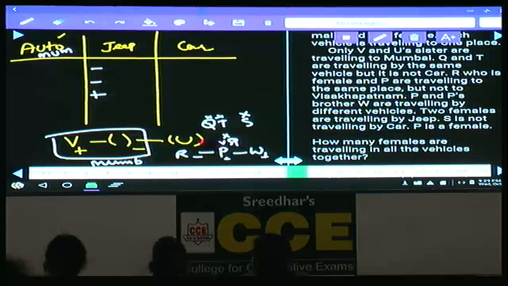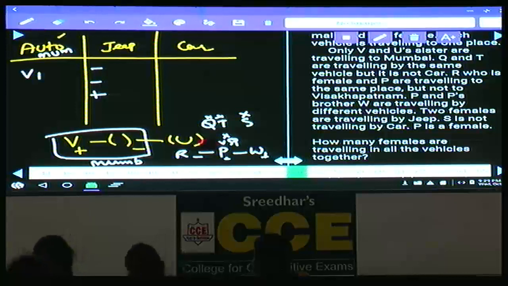And if this is Mumbai, what is the other thing here? If it is Mumbai, only 2 people. Who are those 2 people? One is V, a male, and who is the other person here? The sister of U. U's sister means you cannot be at this place, isn't it? U's sister is traveling here. Hence these are the 2 persons traveling by auto.